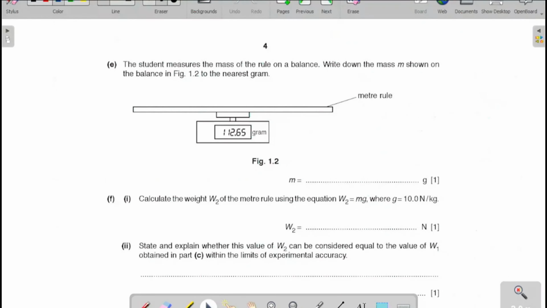Now the student measures the mass of the rule on a balance. Write down the mass M shown on the balance in figure 1.2 to the nearest gram. The mass here is 112.65. So to the nearest gram, it is going to be 113 grams. Let me change this to red. 113 grams. I think red is clearer.